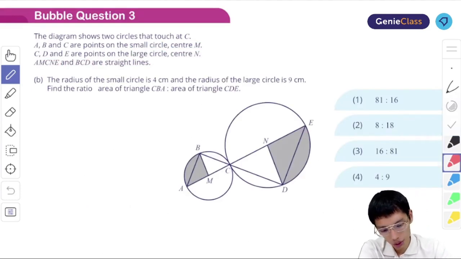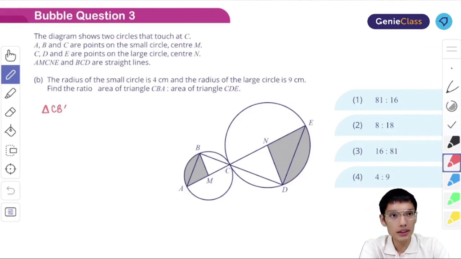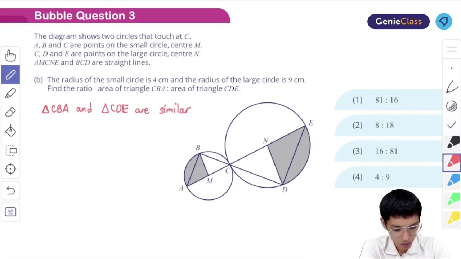Recall, I am not going to ask you to guess. Recall that these two triangles are similar. That's the very big hint already. Recall these two triangles are similar. How am I going to solve bubble question number 3? Launching the bubble launcher in 3, 2, 1. All right, let's go.